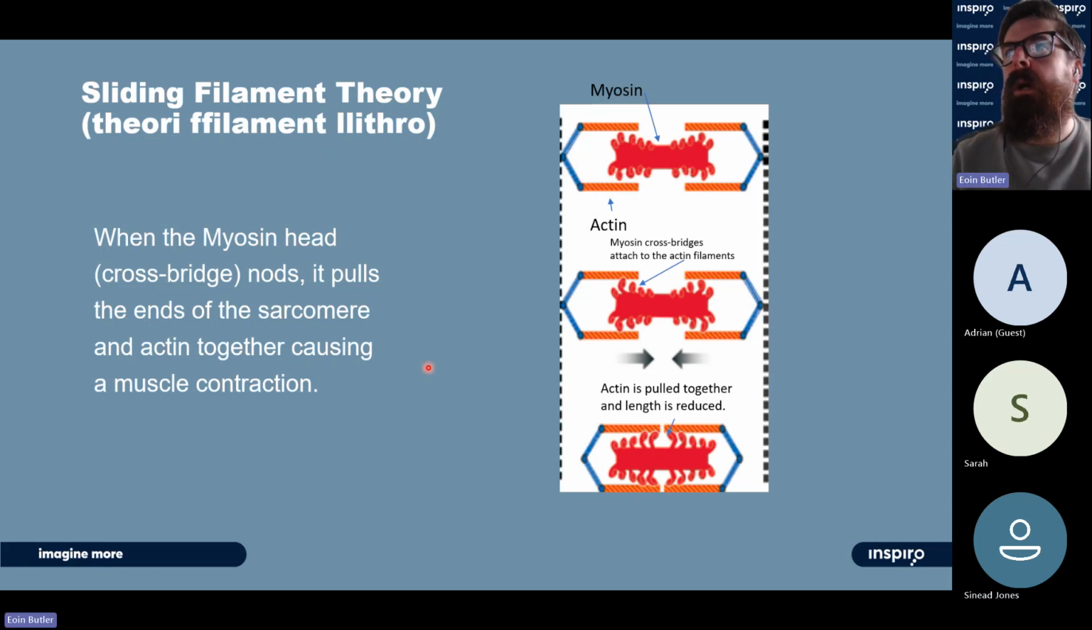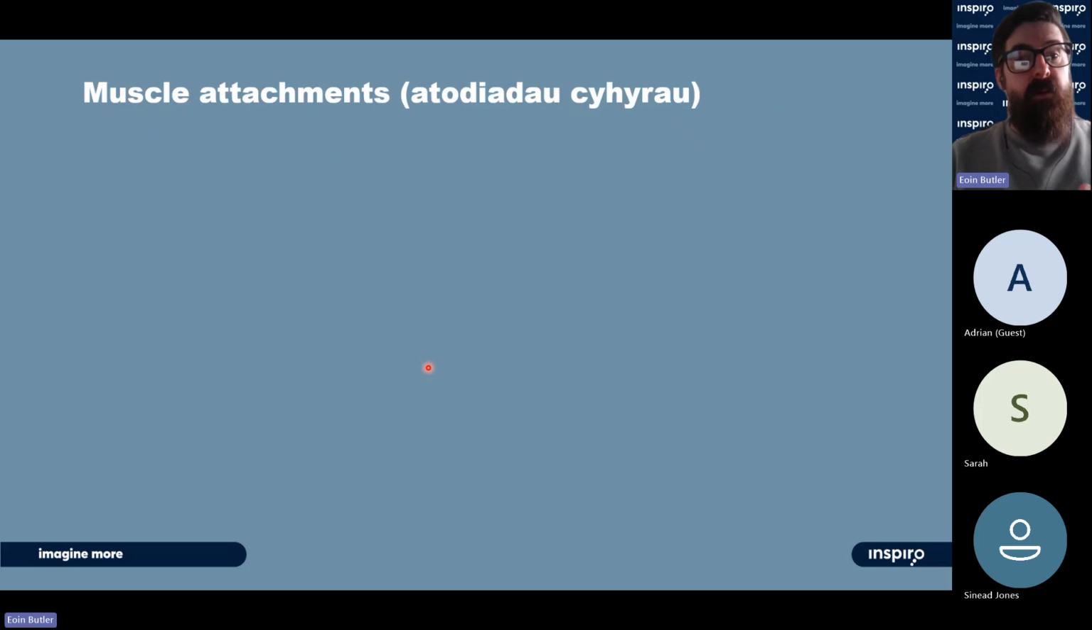Cool. Okay, so next section, we're going to look in a little more detail at our muscle attachments.